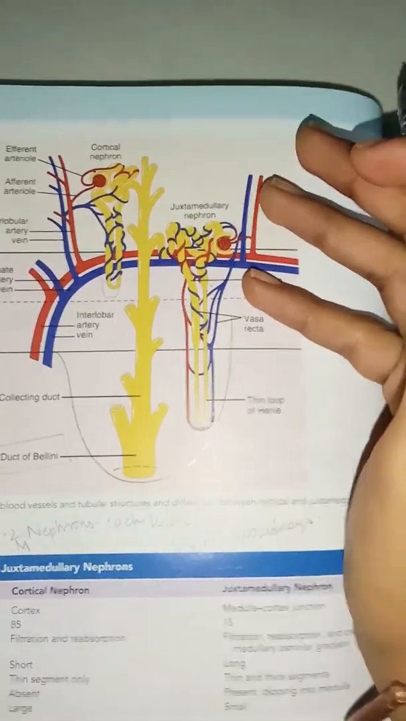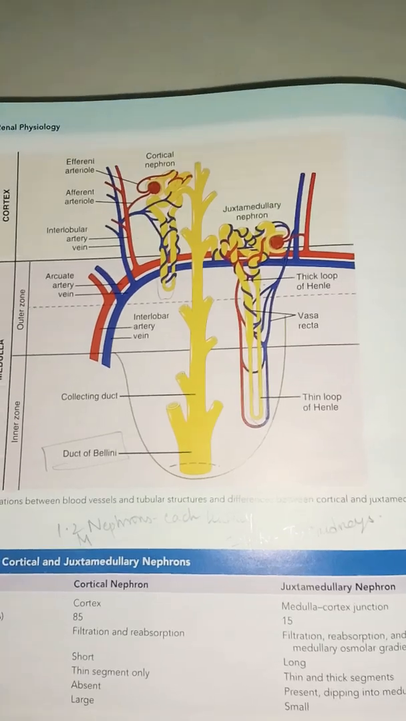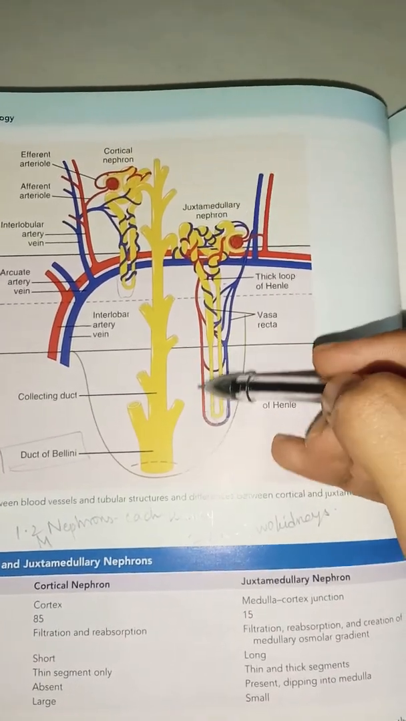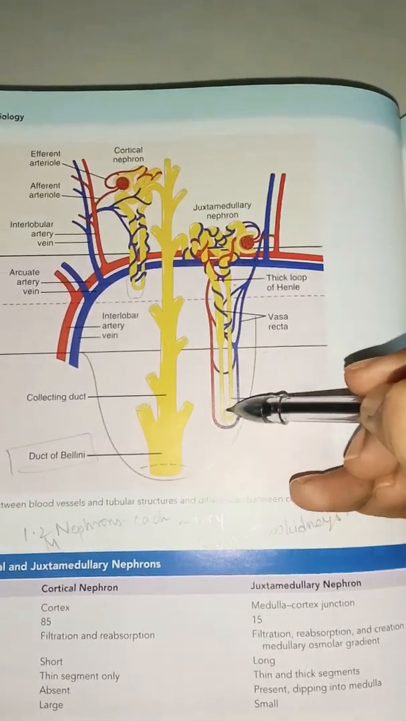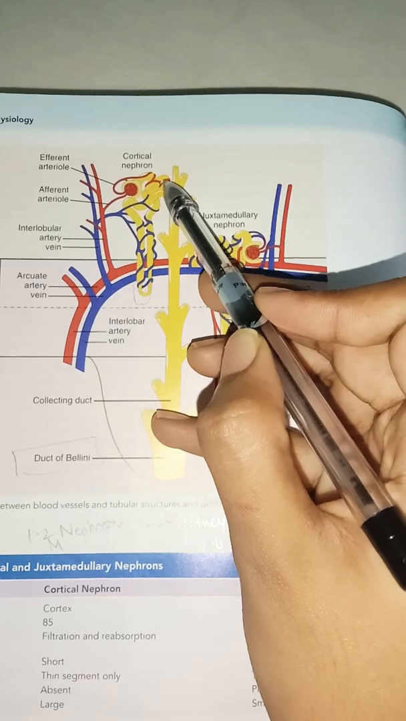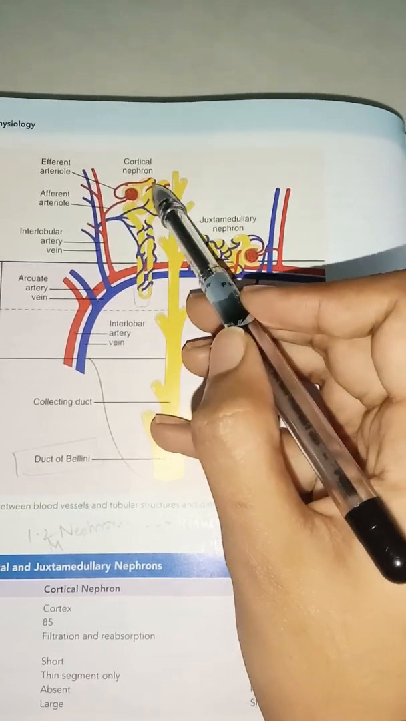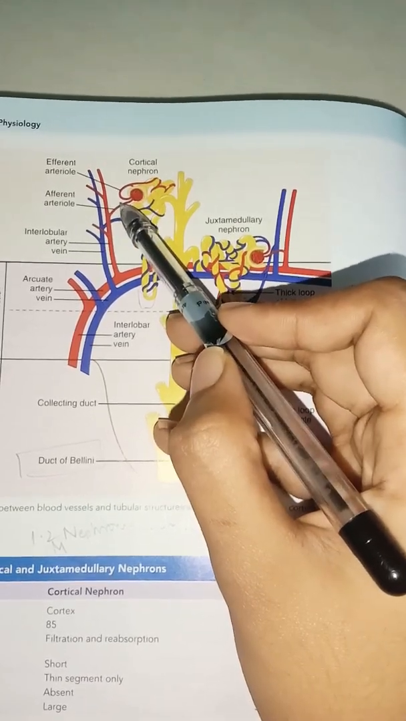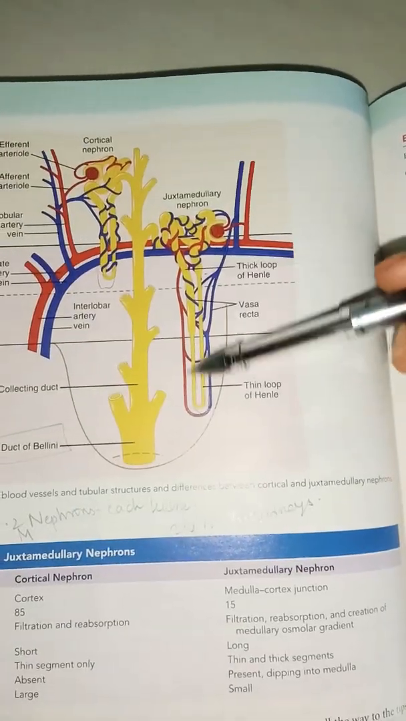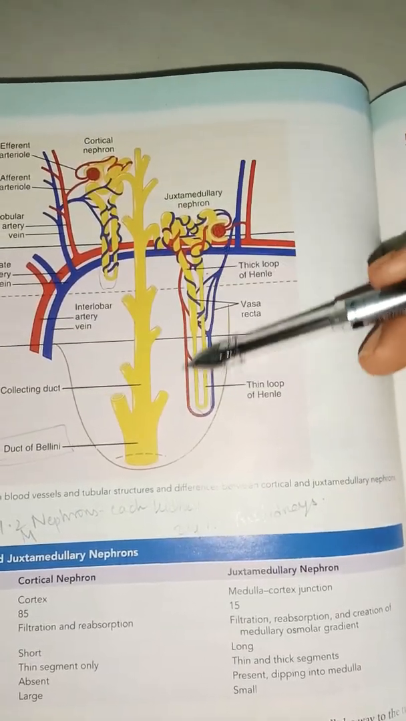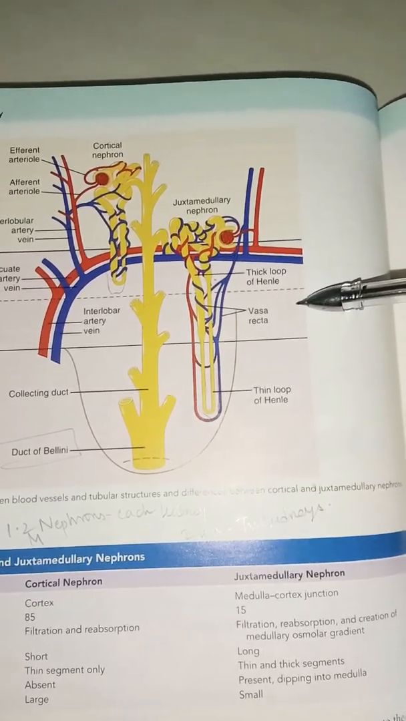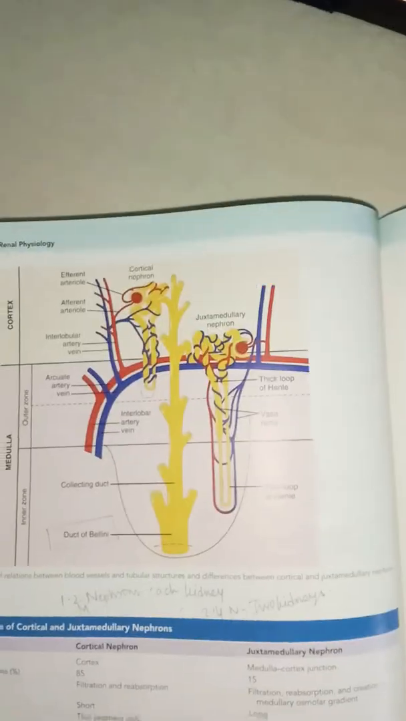The next difference is the capillary network. Here the capillary network is only around the proximal convoluted tubule and distal convoluted tubule. This is called the peritubular capillaries, and they are only around the PCT and DCT. But this capillary is called the vasa recta, which is around the loop of Henle, and this vasa recta is mainly useful for concentration of urine. These are the main references.